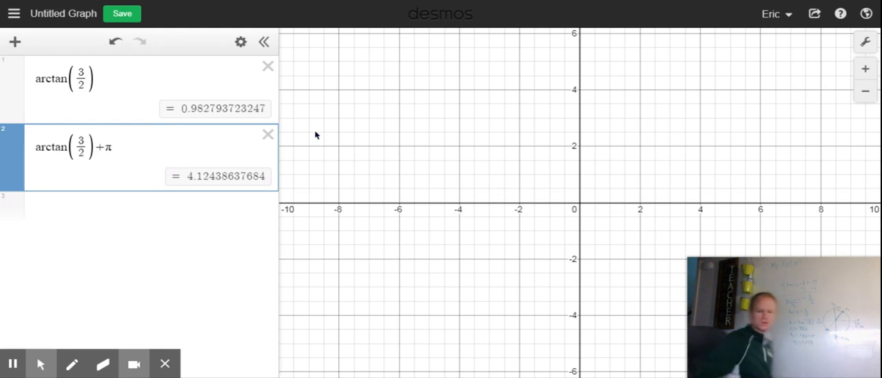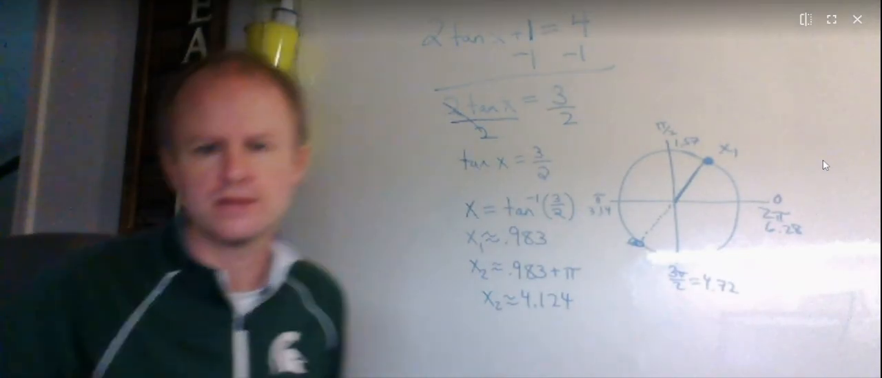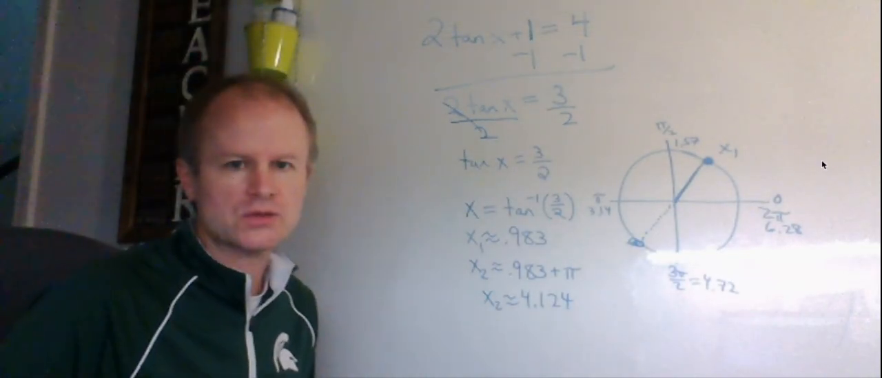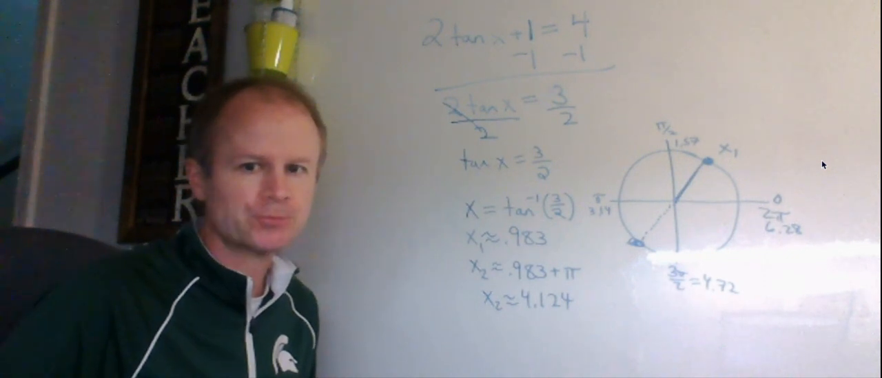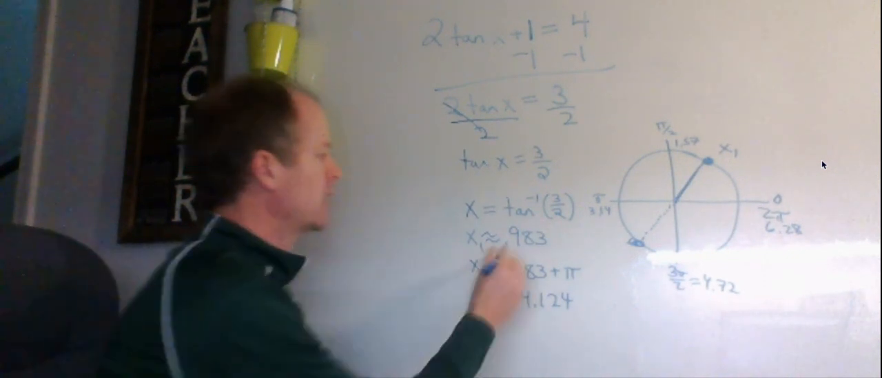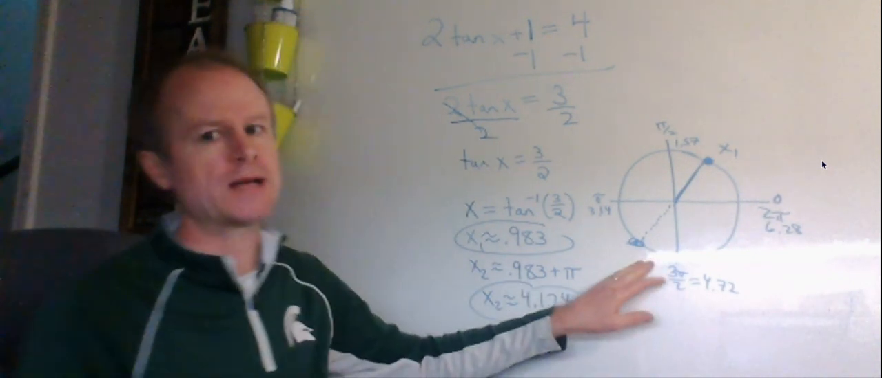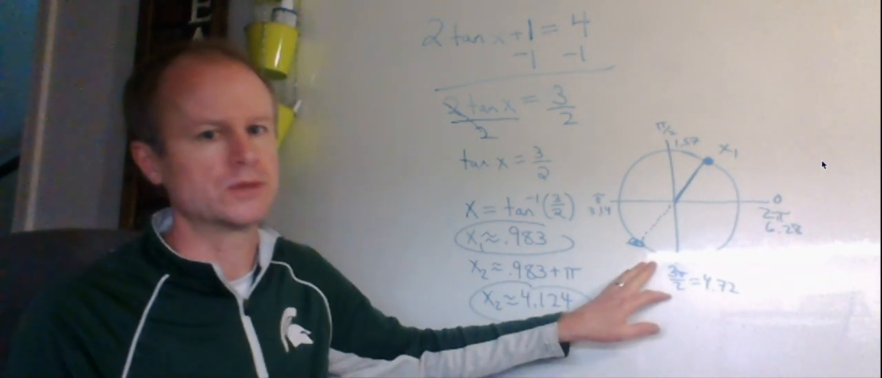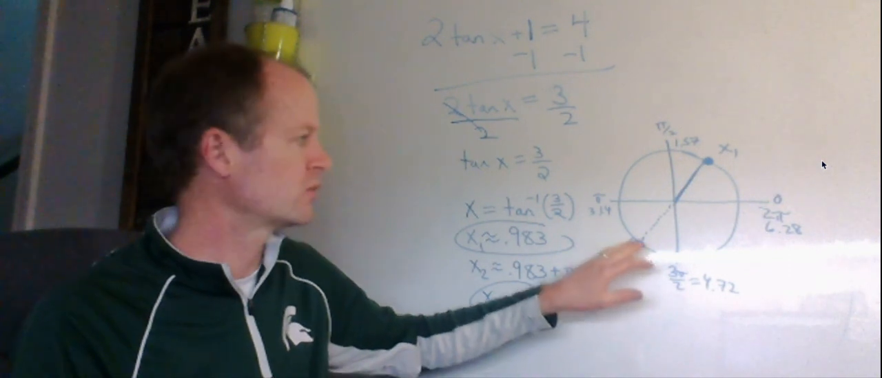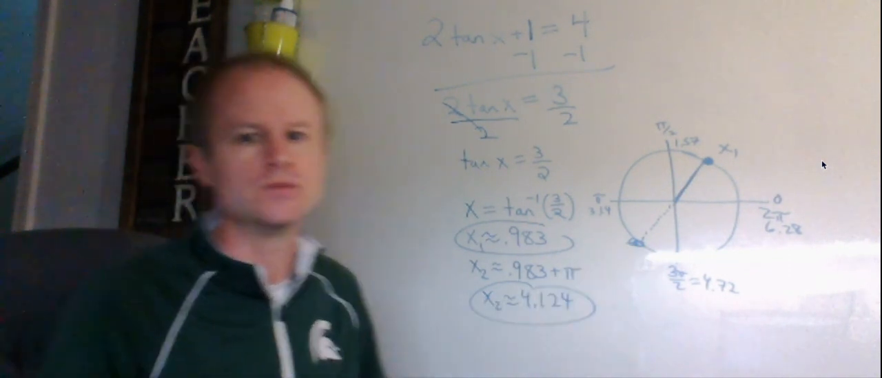So x2 is about 4.124. Since it said for us to find all the answers in the range from 0 to 2 pi, I've done just that now. I've gotten the first answer and the second answer. There are 2 spots on this unit circle where that slope is 1.5 or 3/2. So I'm done with this.